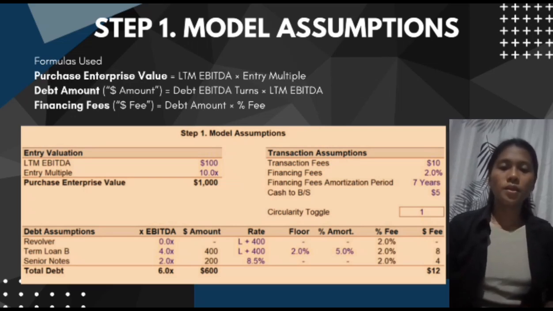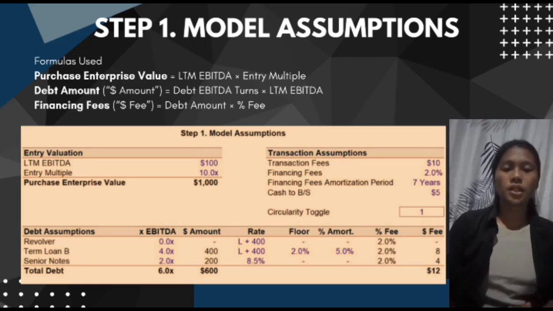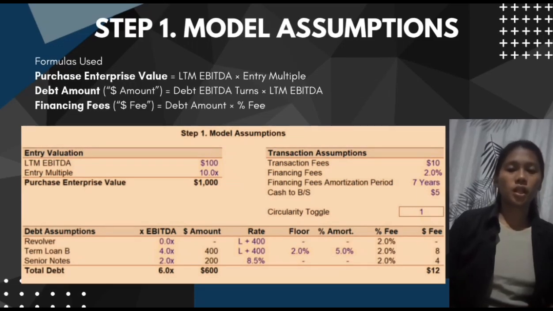So the debt assumptions related to each debt tranche included multiples of EBITDA, pricing terms, and amortization requirements. The initial leverage multiple used in the transaction was 6.0 times, with 4.0 times raised from TLB and 2.0 times in senior notes.